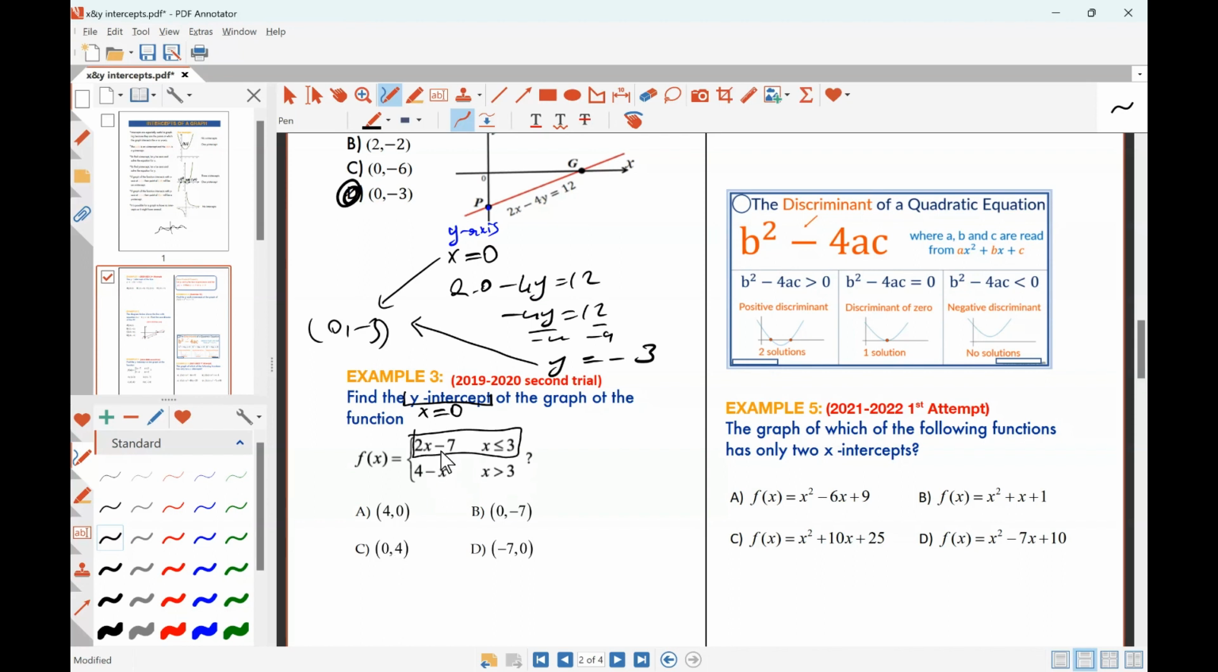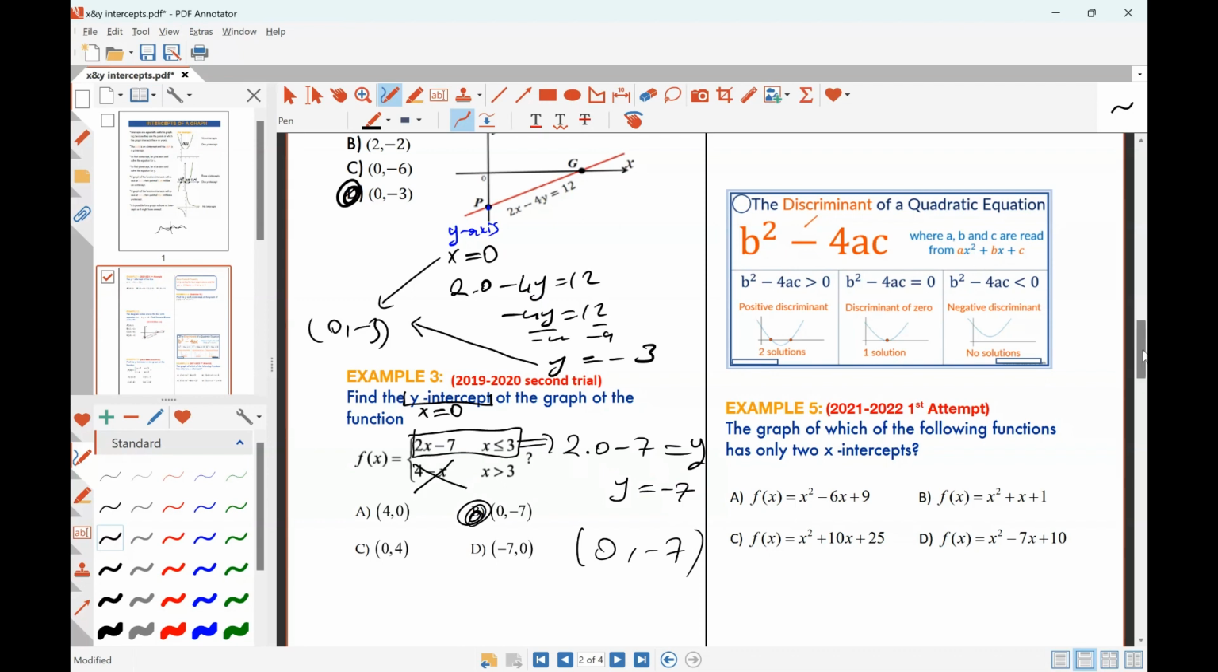Let's look at the first region. In the first region, the function is 2x minus 7. I won't be using the second one, I will be using the first one. Plug in 0 for x in the first one. So 2 times 0 minus 7 is equal to f(x), which is y. 0 minus 7, so y is -7. You know your x, you know your y, so the point would be (0, -7), which is option B.